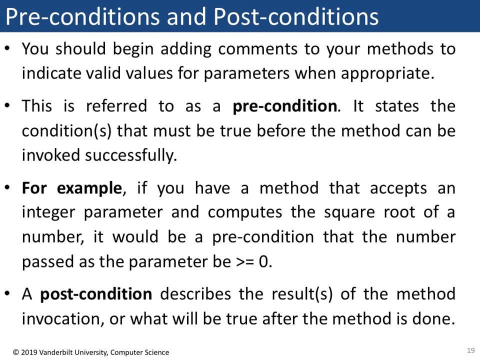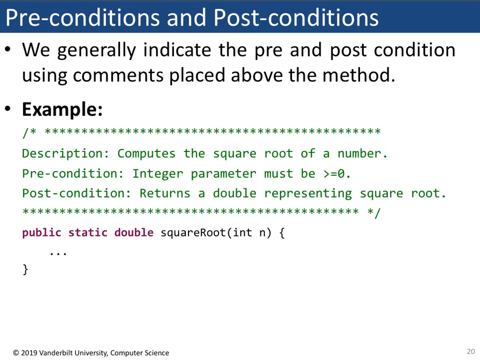A postcondition tells what the state is going to be after the method runs, or what will be true after the method runs. Pre- and postconditions are typically shown using comments above the method. So in this case, computes the square root of a number is the description. Precondition, integer parameter must be greater than or equal to 0. Postcondition, returns a double representing the square root. That completely documents this method and tells us what it is going to do, what it requires as a precondition, and what the status of the output will be.